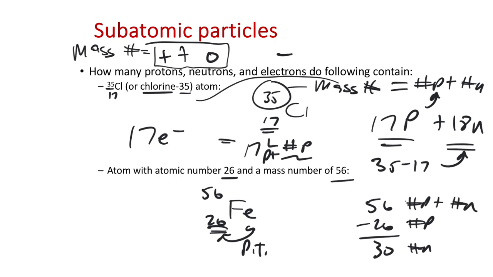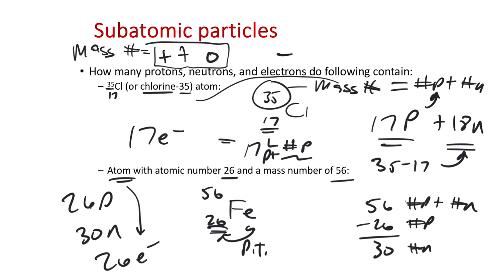So here we're going to have 26 protons, 30 neutrons, and then an equal number of electrons. Whenever we say an atom, the atom has a neutral charge. If we had an ion, the ion could have a charge that's not exactly equal to 0. So the fact that we're told atom here is how we're implying that our charge is neutral, so that the electron count would be exactly the same as the proton count.